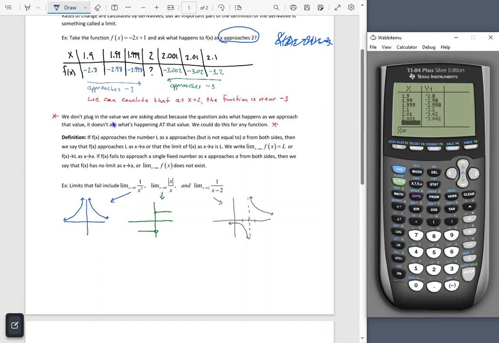Very important. We don't plug in the value we are asking about because the question asks what happens as we approach. It does not ask what's happening at that value. All right, so let's look at a definition.